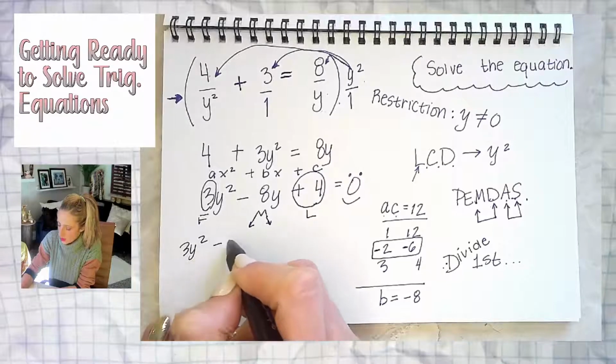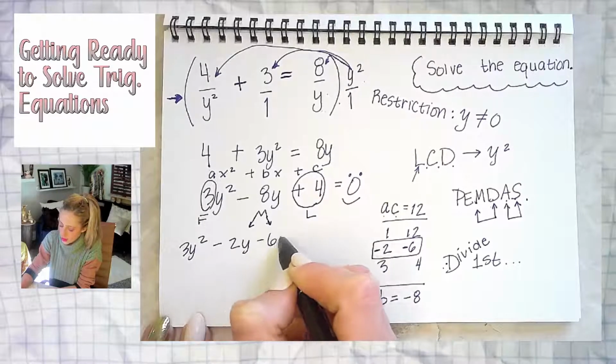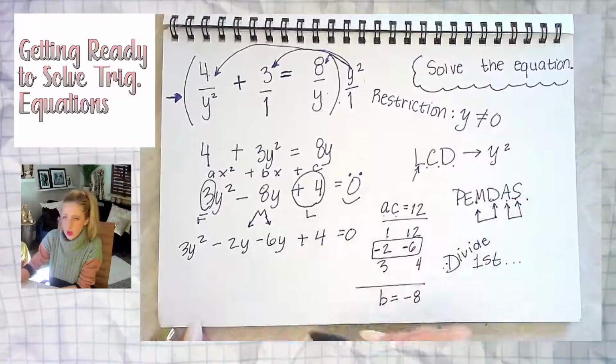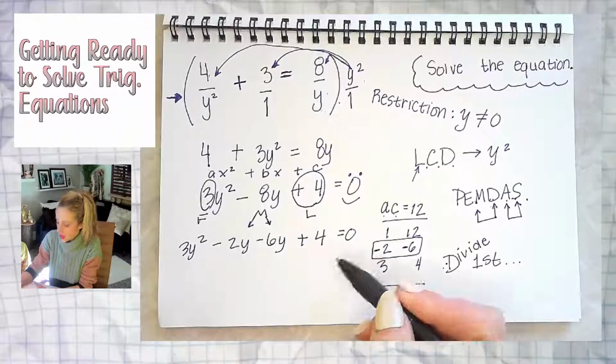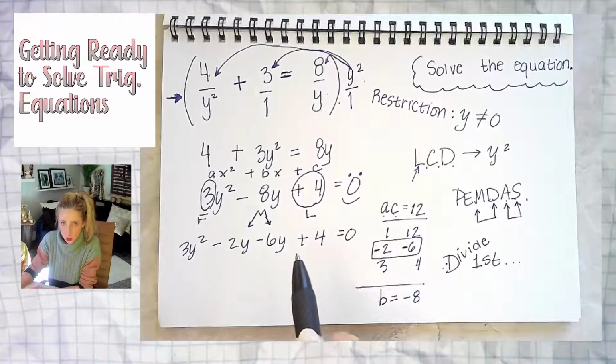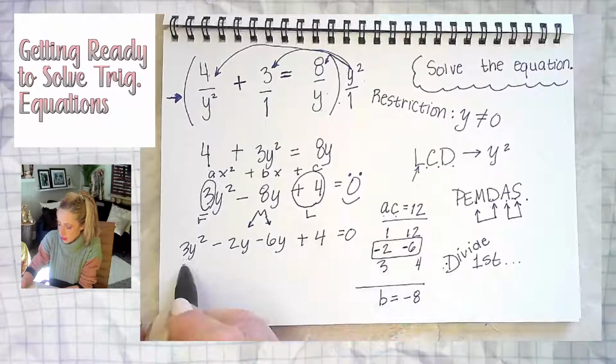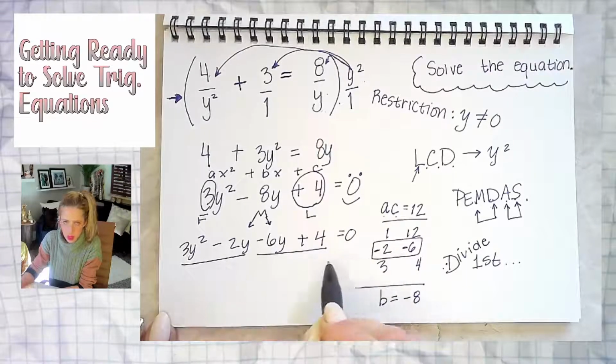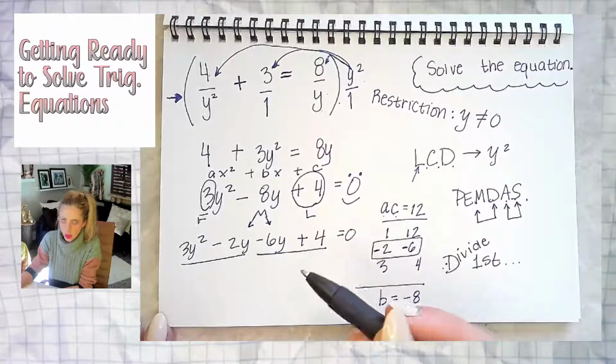3y squared minus 2y minus 6y plus 4 equals 0. So the AC method component of this is done. Now I'm just going to use grouping to do this from here. I'm going to group those two together and those two together. I use a line as a fraction bar and to group them.